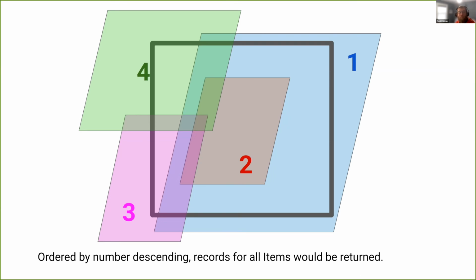If we were to order by the number descending, it's going to say 4, okay, there's still part that's not covered. 3, there's still part that's not covered. 2, there's still part that's not covered, and then 1, and then it would return the data. And so in this case, all 4 of those items would be returned.